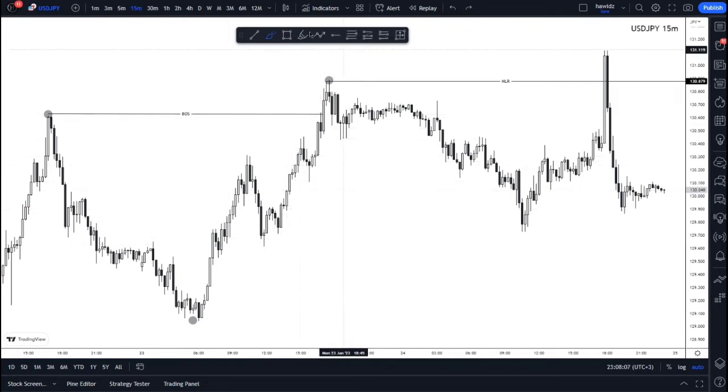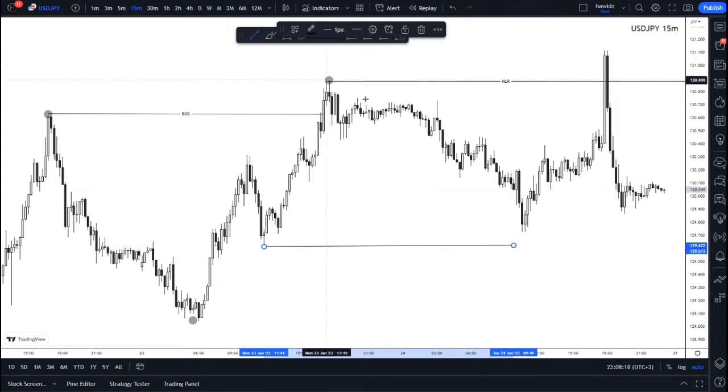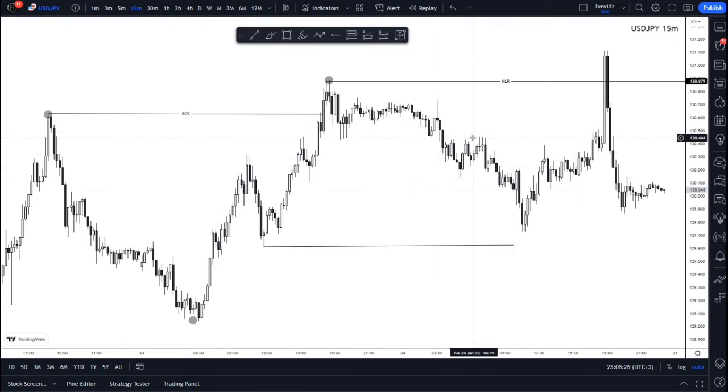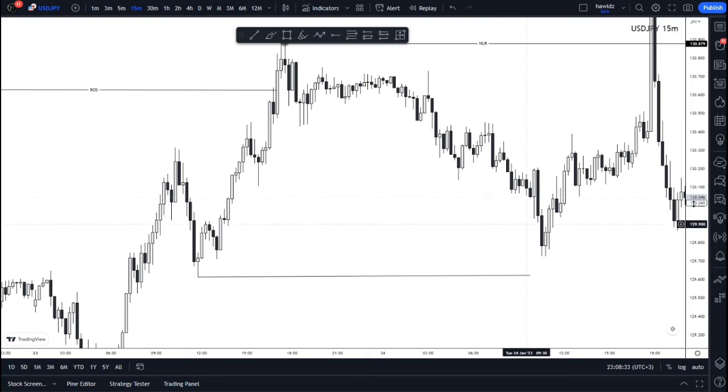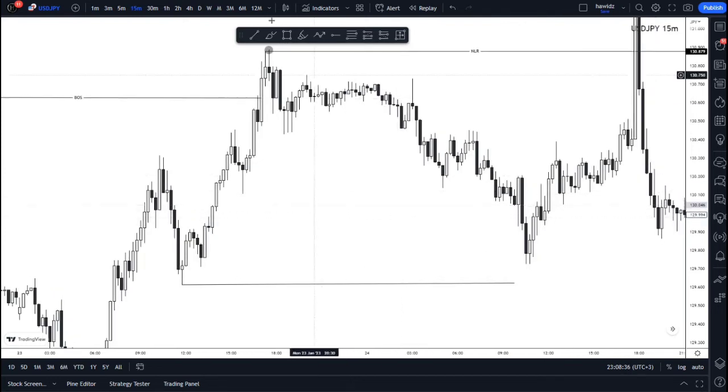So from here, we're pretty much ranging between this low right here and this high. It's pretty much clear from this low to this high. So that's where the pullback starts, right? On Tuesday, January 24th, which is today. So this is the entry that I took myself today, and this is me breaking it down.